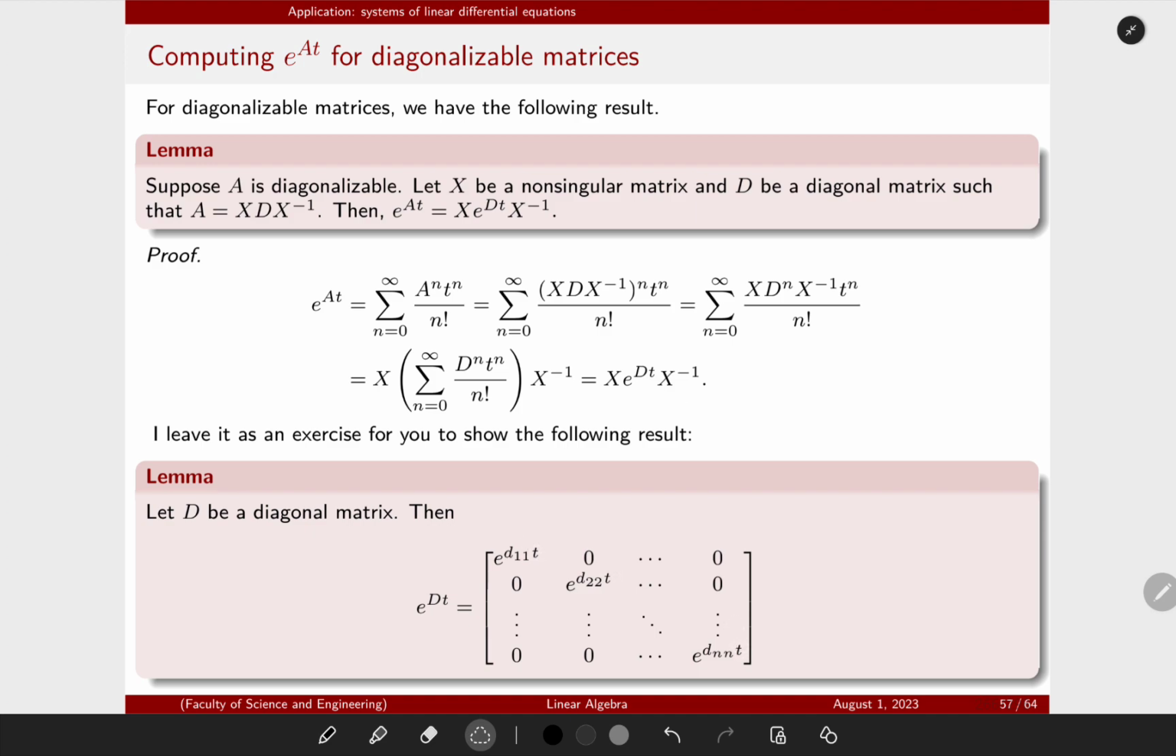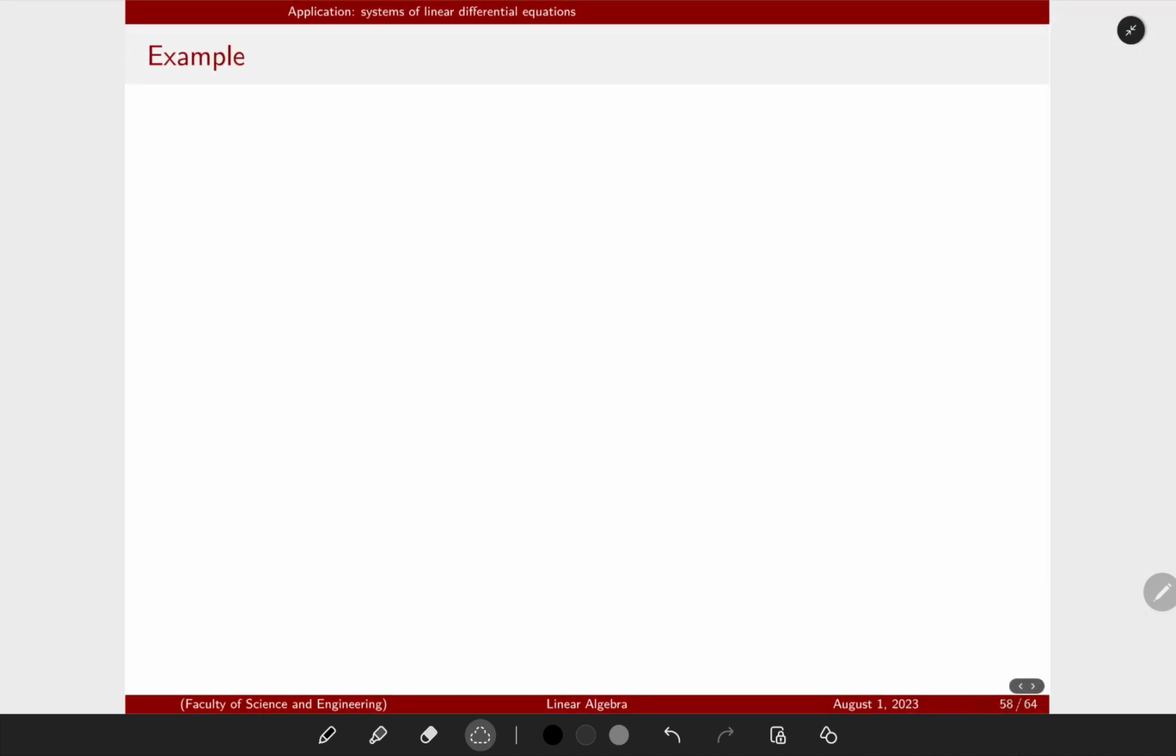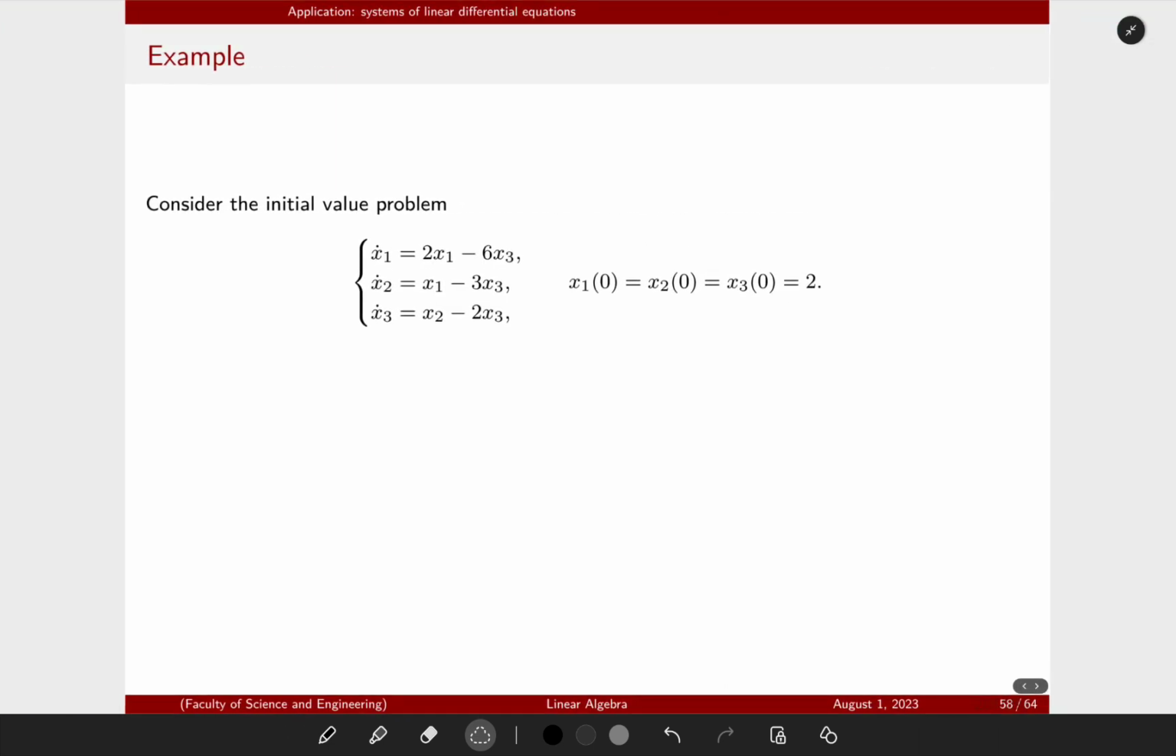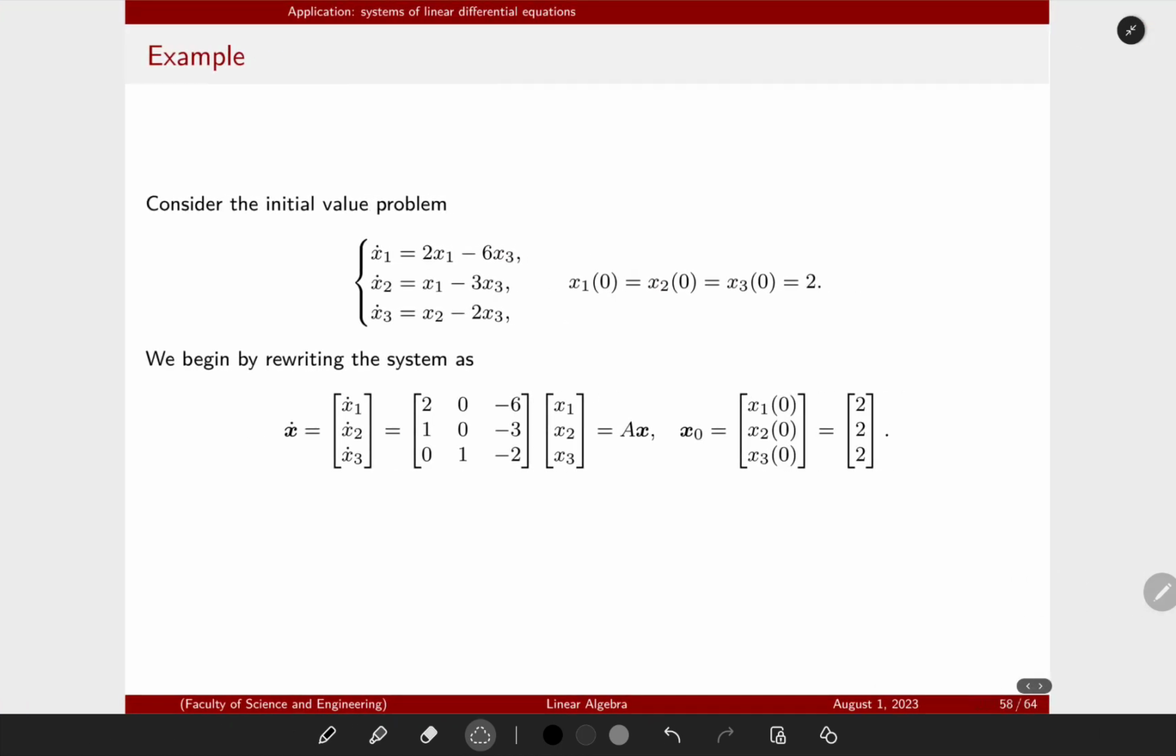Okay. Now that we know how to compute this matrix exponential, we will show it in an example. So we have this initial value problem. This is our system of linear differential equations. These are our initial conditions. We begin by writing it in matrix form. So we collect our equations here, and we get our coefficient matrix and our initial condition vector, which is 2, 2, 2.